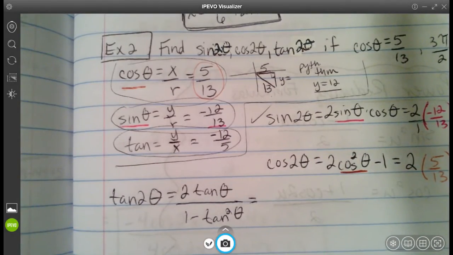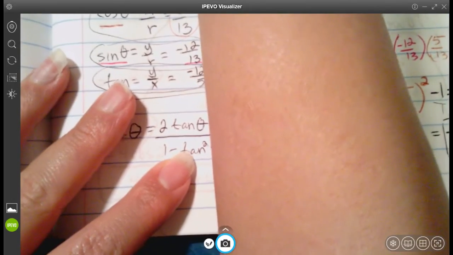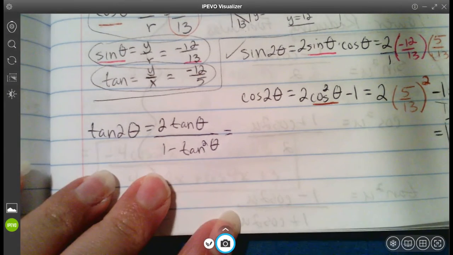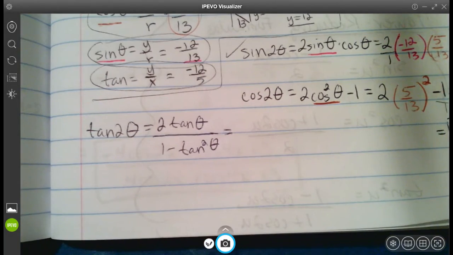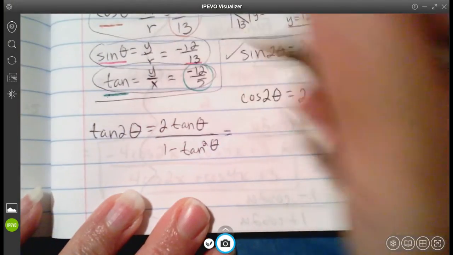And I've just copied the formula, guys. You do not have to memorize these. There's a bunch of formulas in this one, so I highly recommend you get them all into that foldable of yours and just use them when you need them, okay? So let's see. Tangent is the last one I have here. I don't think I have a color for it. Use green. My tangent was negative 12 over 5.